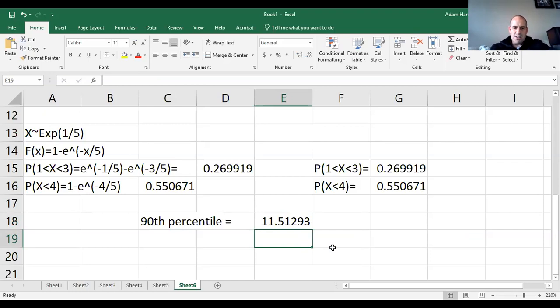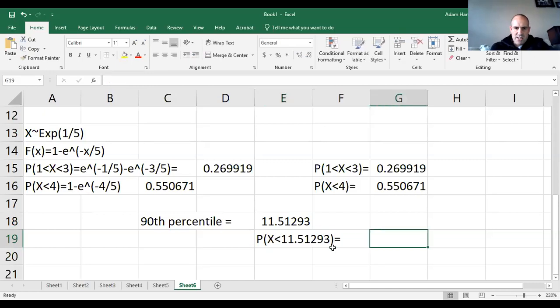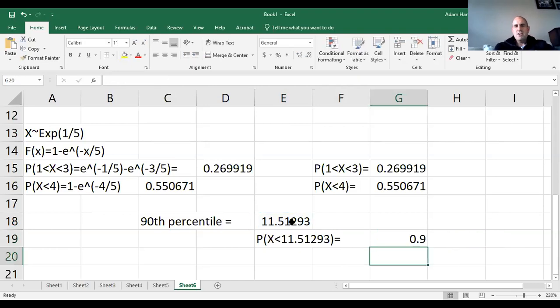Okay, that's exactly what we got when we solved by hand and used a calculator. But one thing I want to point out is, watch this. The probability that X is below this number, 11.51293, what should that be equal to? Well, it should be equal to 90%, and it is. If I go to exponential distribution, and I plug in this X value, what was our lambda? Lambda was 1/5, cumulative, yes. And you should get 90%. Let's make sure. We do, okay? So the percentage of data below that is 90%. So that's why that number is at the 90th percentile.